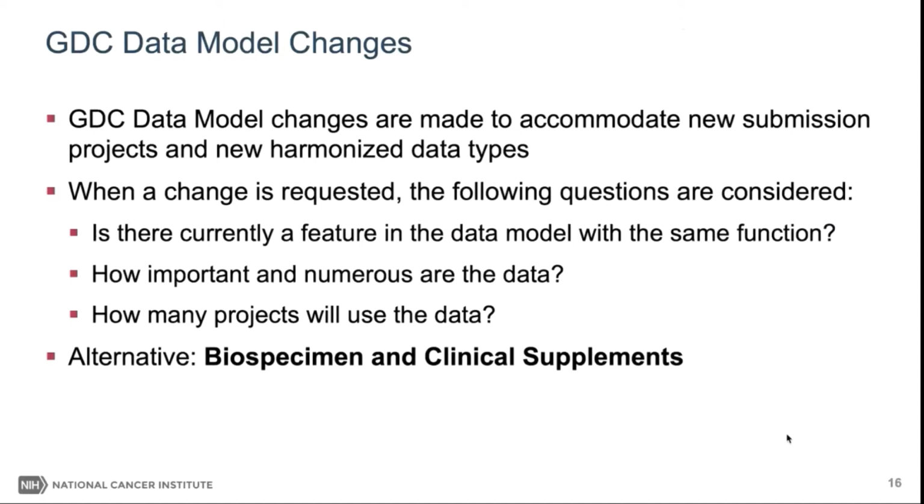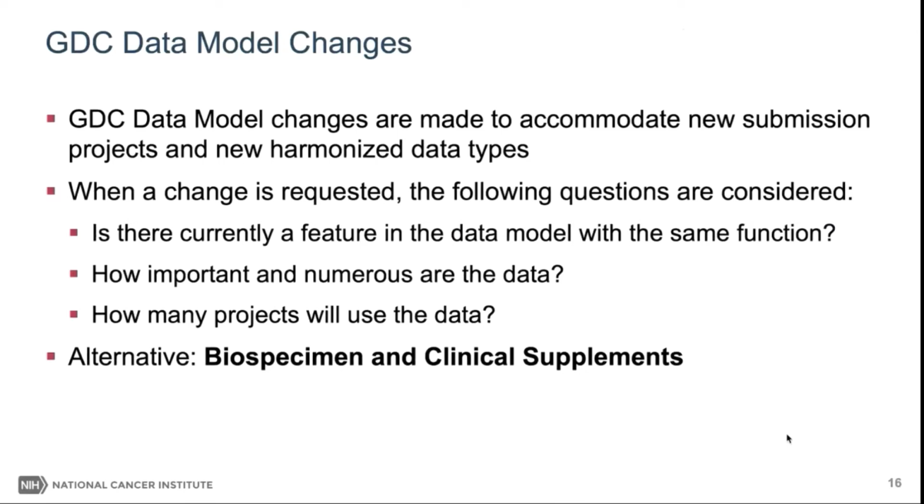When a change is requested, the following questions are considered. So one, is there currently a feature in the data model with the same function? We want to reduce redundancy. Like, for example, if a submitter came to us and said, "Hey, we have a lot of drug information. You should make a drug entity," we would tell them, "Well, there is a treatment entity, and on that is a therapeutic agent field where most drugs can be reported." So we wouldn't want to have the same data living in two places.